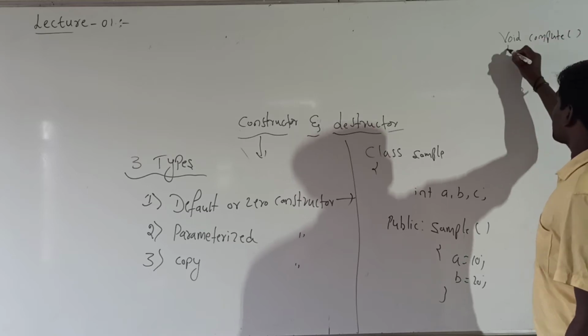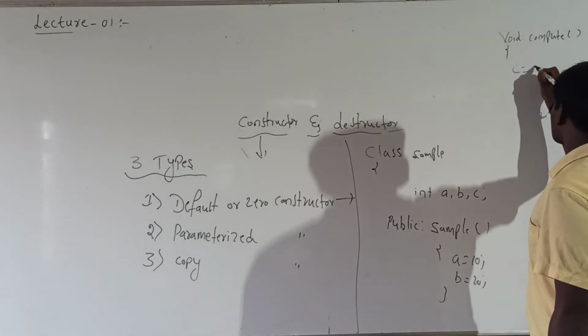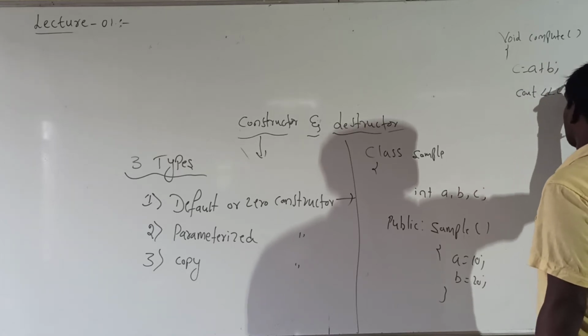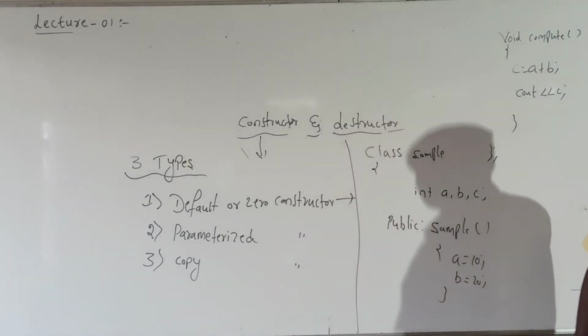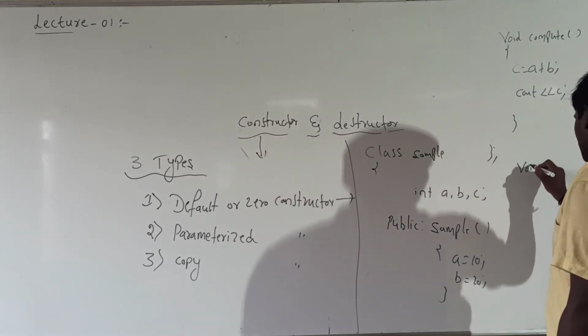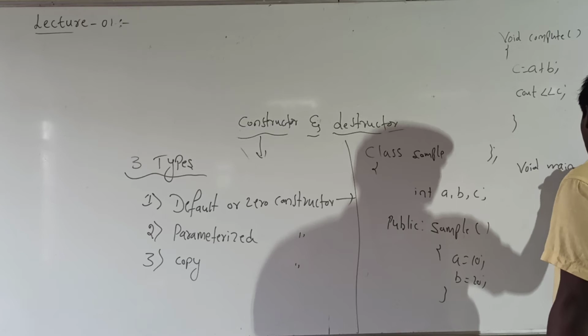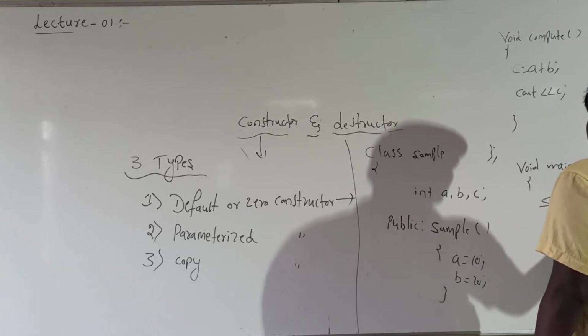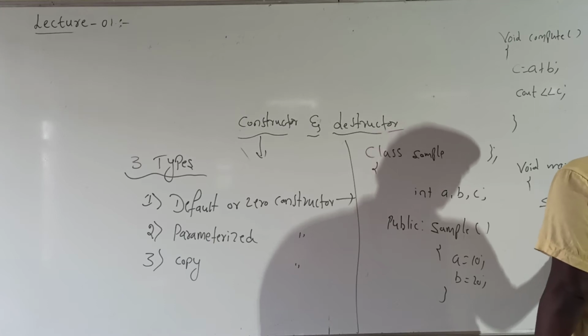While compute, c is equal to a plus b, cout c. Class closed, sample is finished. Constructor next. Sample s dot compute.